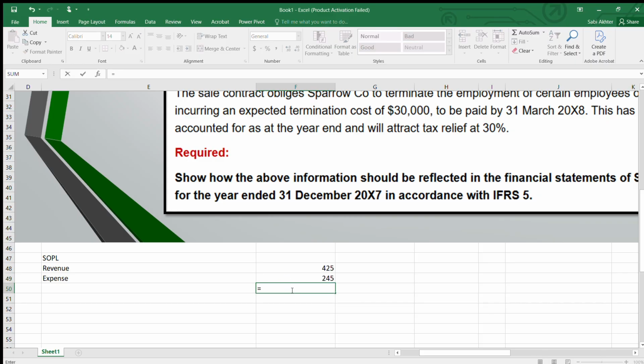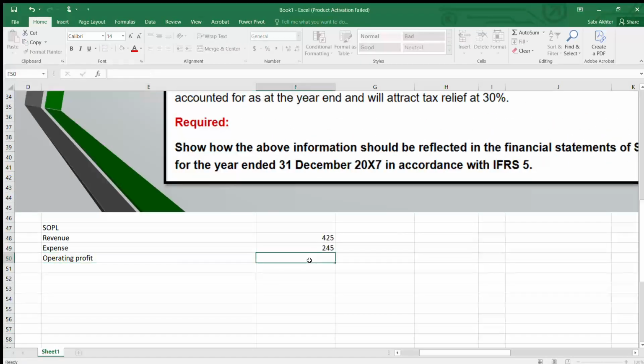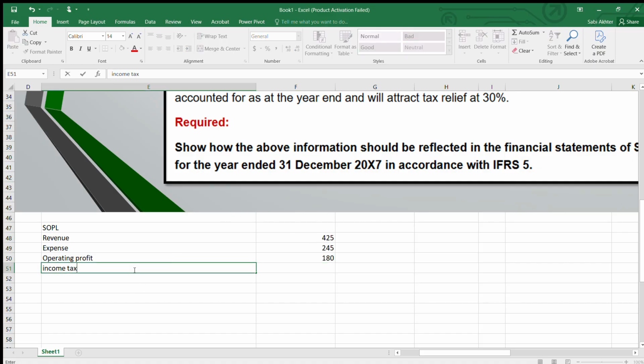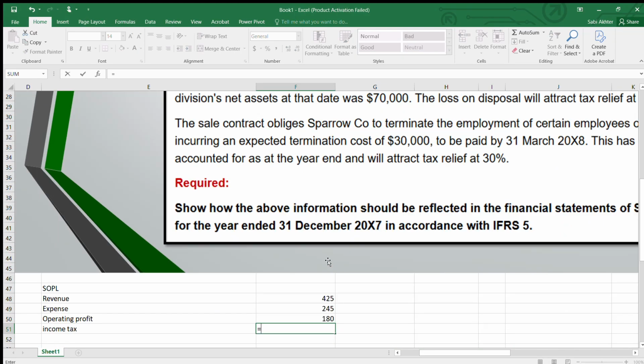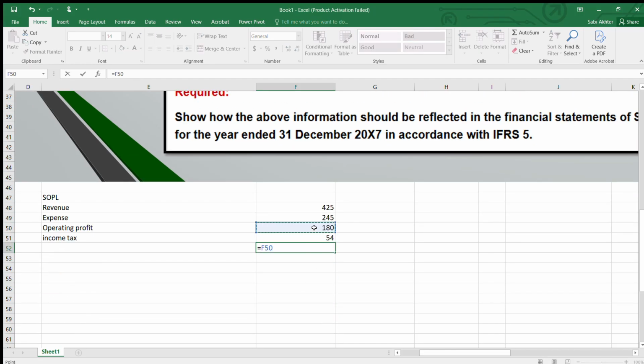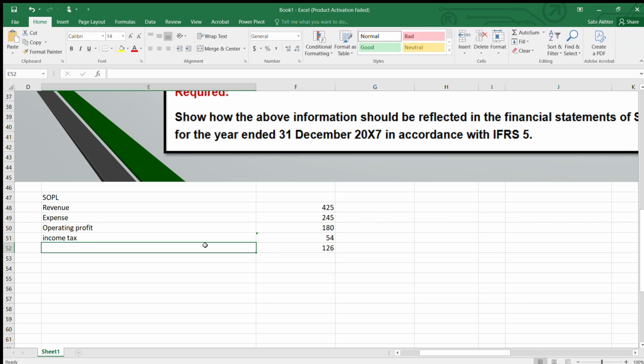So operating profit. This is your operating profit. It is simply revenue minus the expenses. Then we will be having the income tax expense. So the income tax is 30 and 24. So you'll be deducting 180 minus 54, which is 126. This is profit from continuing operation.